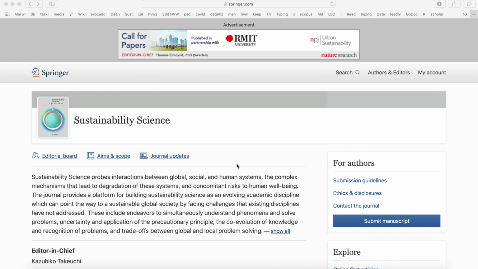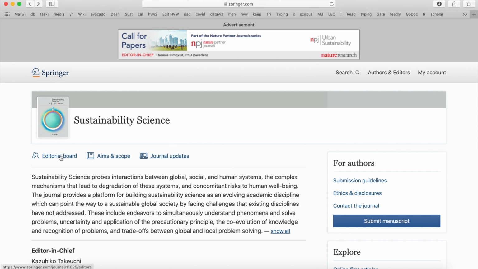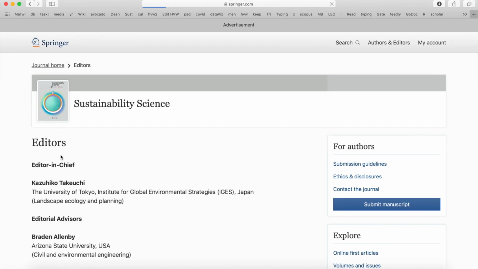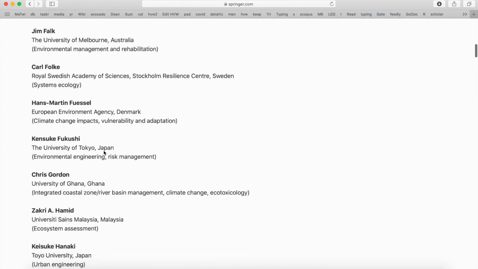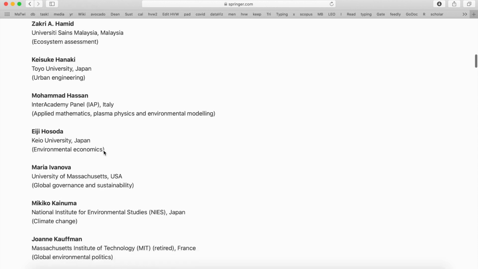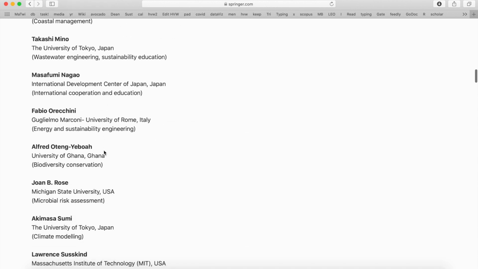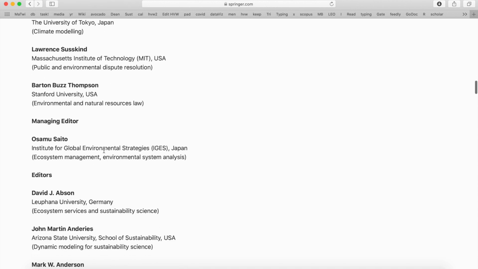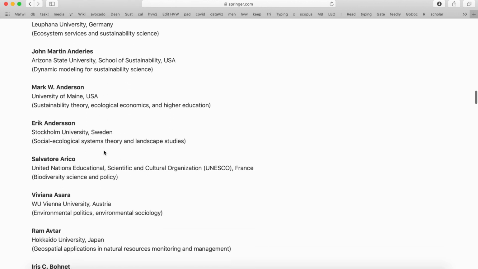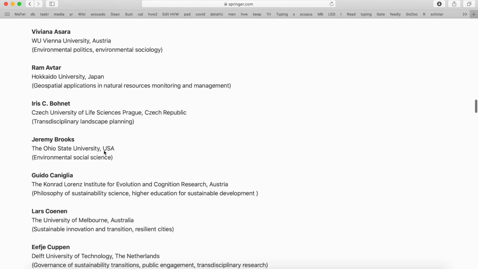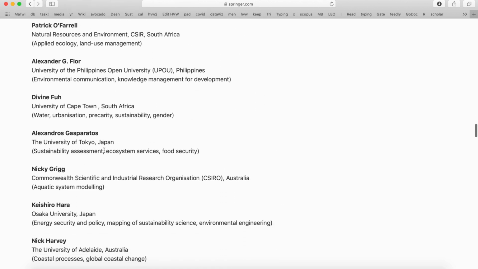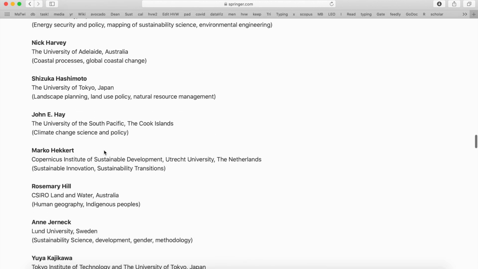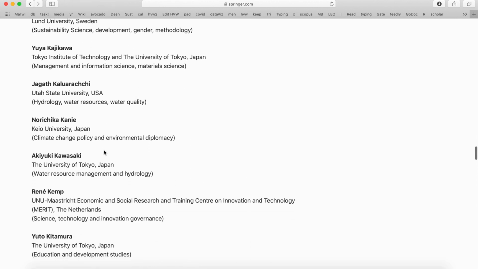On Sustainability Science, you see the editorial board here, so you see who's basically responsible for the journal. So you have all the different people who are reading the articles, examining them, and who check basically the quality and try to deal with all the submissions that the journal gets. So this is a very long list of people that contribute to the respective journal.